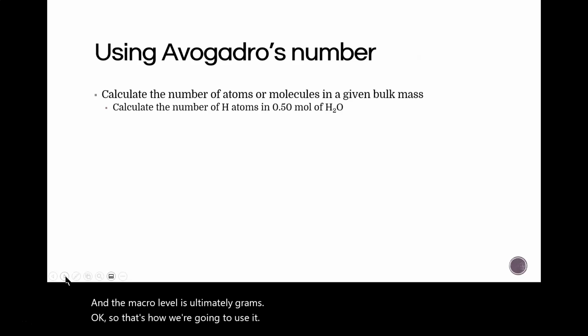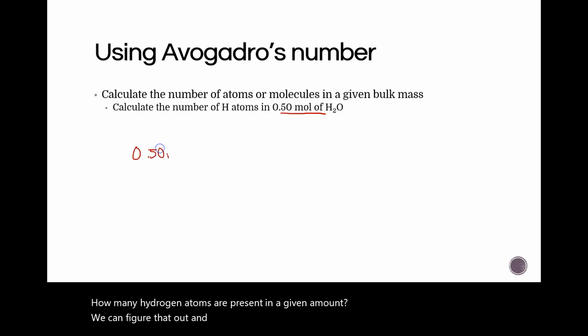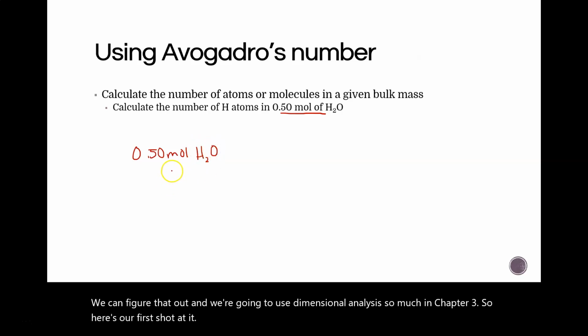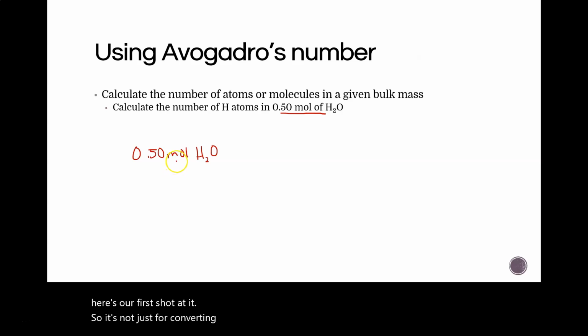So for example, if we want to know how many hydrogen atoms are present in a given amount, we can figure that out. And we're going to use dimensional analysis so much in Chapter 3. So here's our first shot at it. It's not just for converting units, it's also really useful for converting between different models.